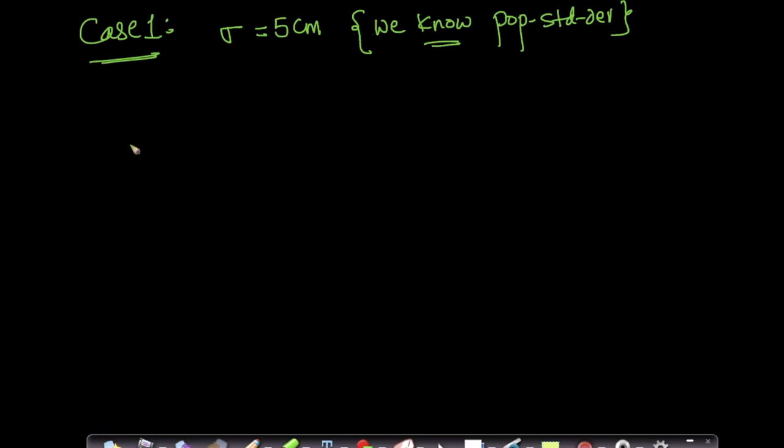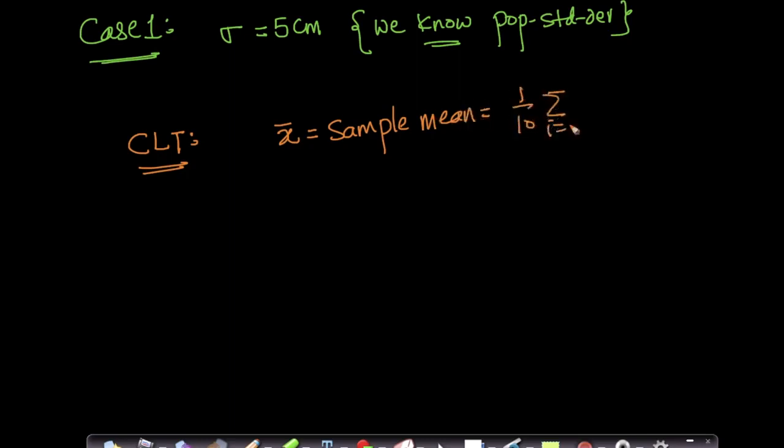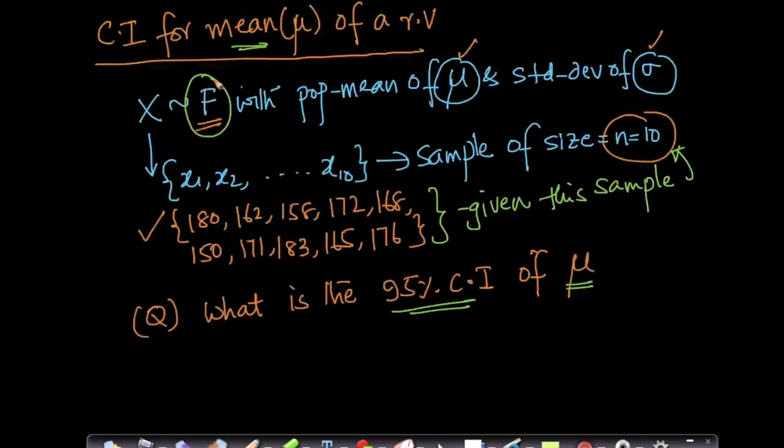If you recall, we had learned a theorem called the central limit theorem, one of the most powerful and beautiful theorems in statistics, in probably the whole of mathematics itself. What would we say? We said that x bar is my sample mean. What is my sample mean? It is basically 1 by 10 times the summation over i equals 1 to 10 of xi, because I have a sample size of 10.